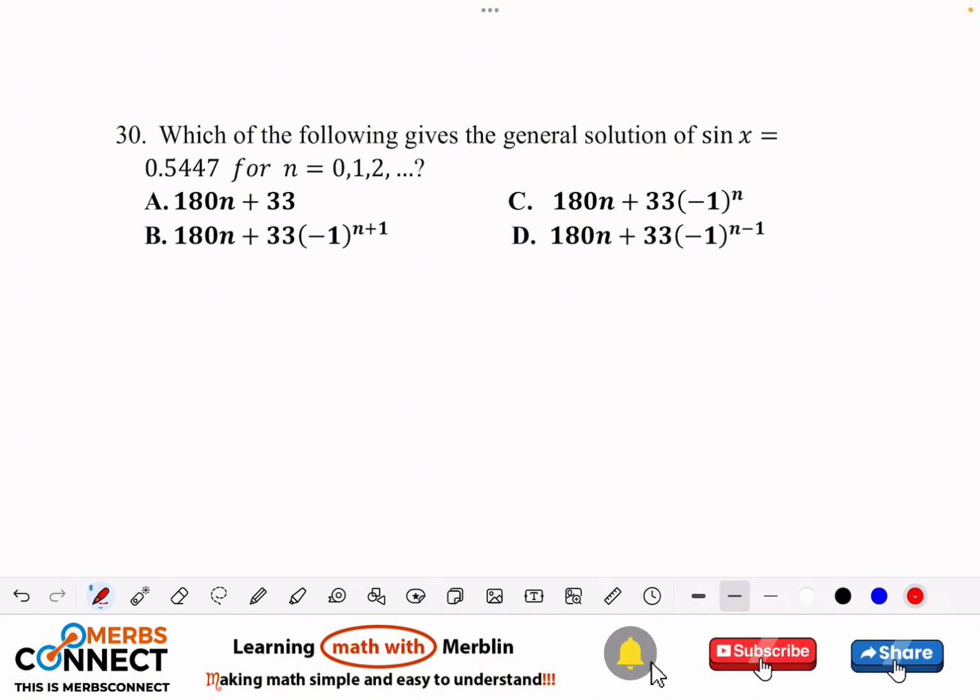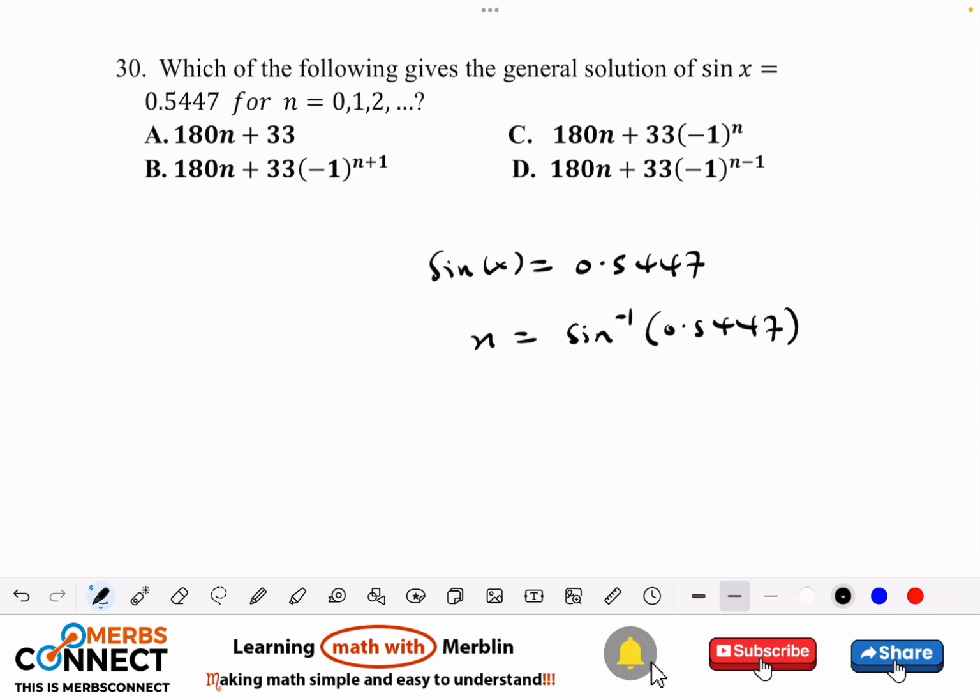So, we know the idea of the sine, but with the general solution, it's just very simple. What you need to know is the general solution, right? So what is the idea? We know that sine x is equal to 0.5447. So what will be x? x is sine inverse of 0.5447. So remember the general solution.